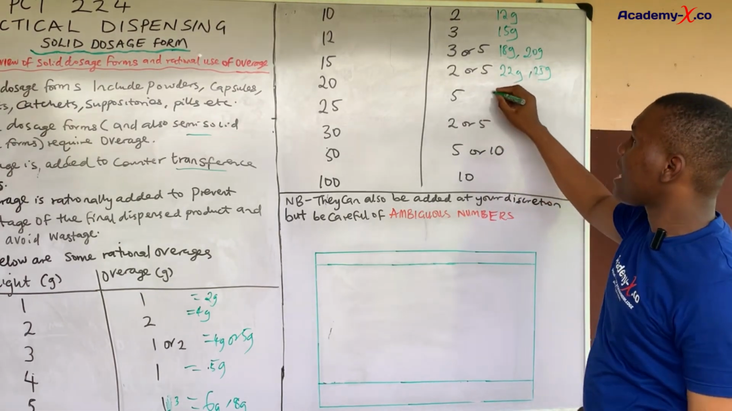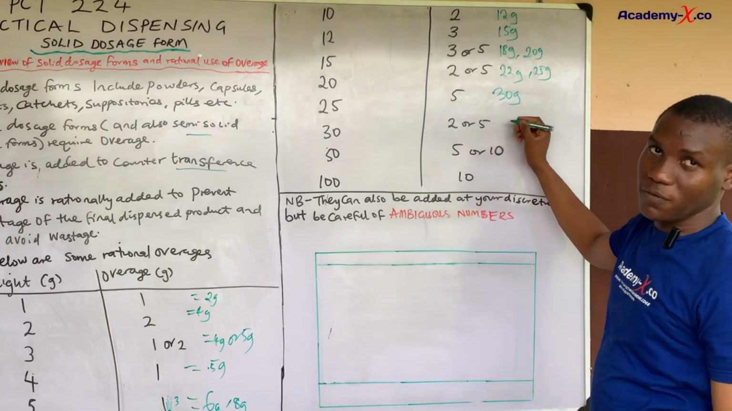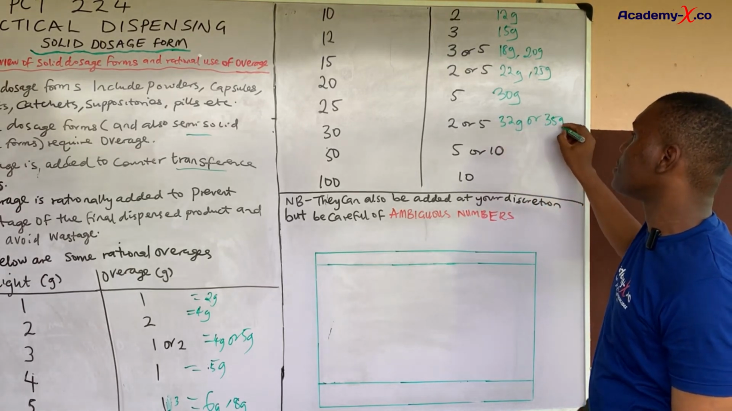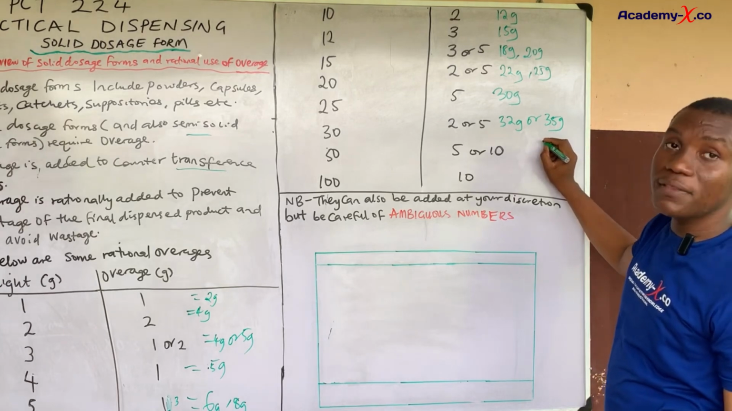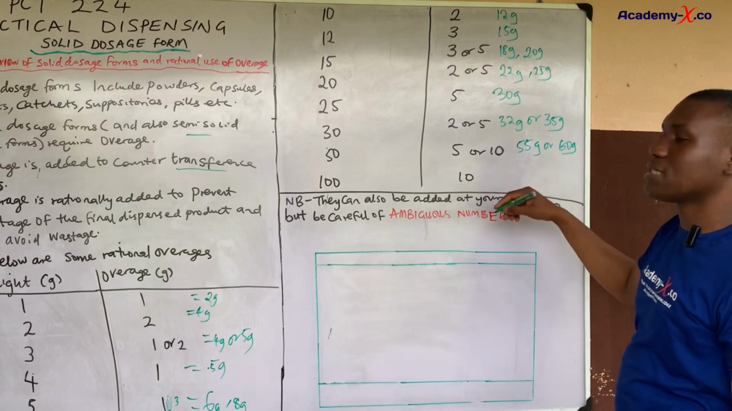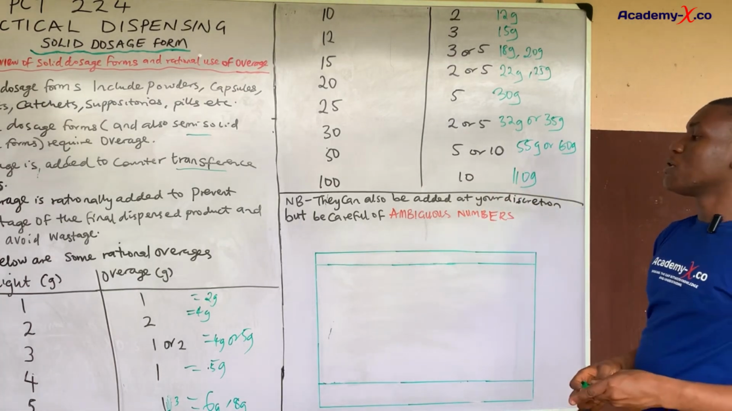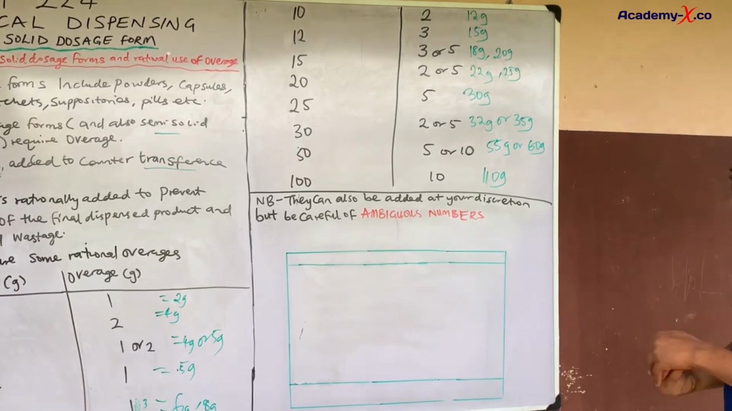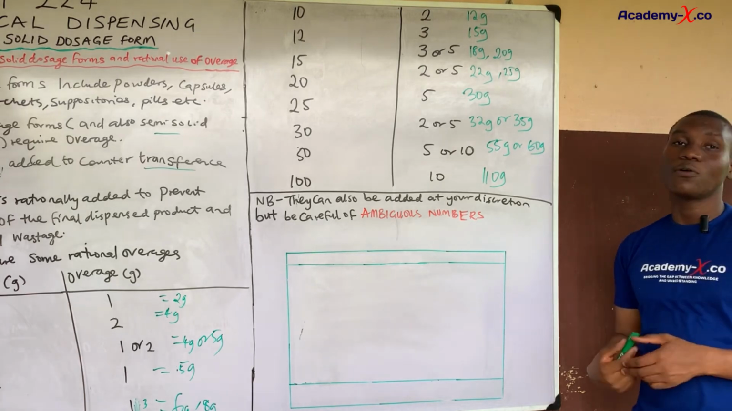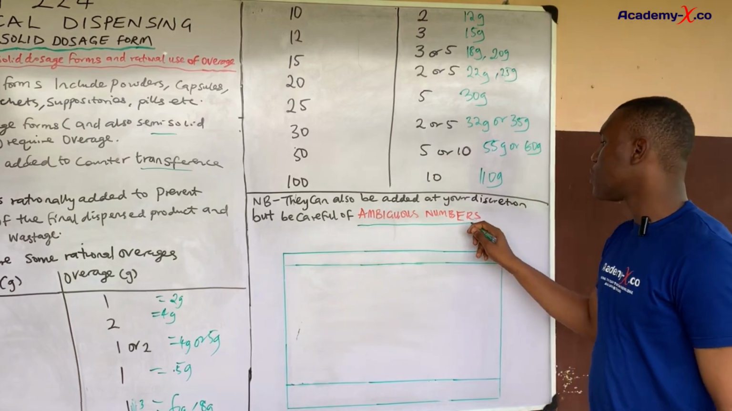Now for 25, you can add 5 to give you 30 gram. Now for 30 gram, you can add 2 if you are very careful, or if you are not that careful, you can add 5 to give you 35. Now for 50, you can add 5 to give you 55 gram or 60 gram. Then for 100, you can add 10 to give you 110 grams. So remember I said that they are also to be added at your discretion. So you can add overage based on your own discretion, but you should be careful of ambiguous numbers.